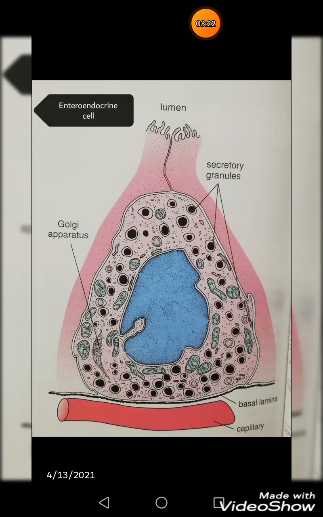This is the look of an enlarged enteroendocrine cell. You can see that it is a smaller cell having secretory granules in it. Golgi apparatus is there, and they have underlying blood capillaries nearby to show their association with hormonal production.